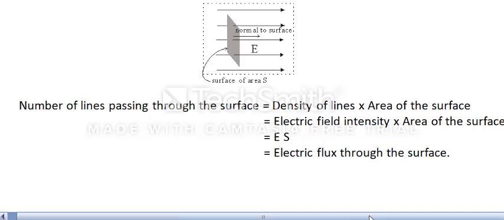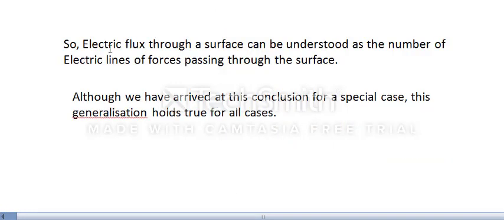So here we have a physical significance for this electric flux. We can say that electric flux through any surface is the number of electric lines of forces which are passing through the surface. If more lines are passing through the surface, it means that more is the flux. If lesser lines are passing through the surface, lesser is the flux.